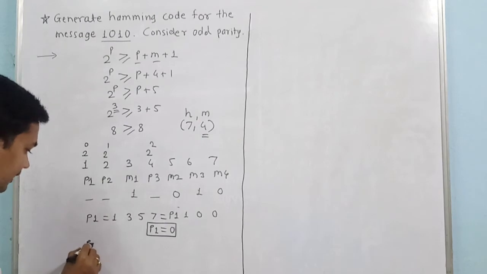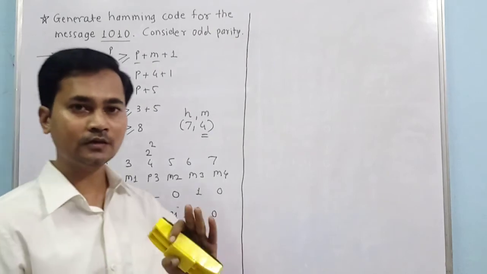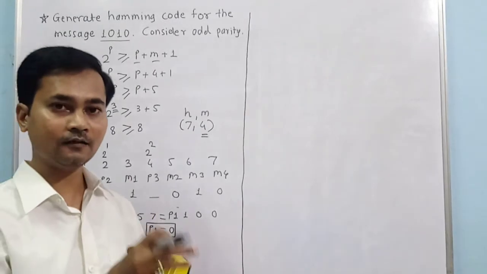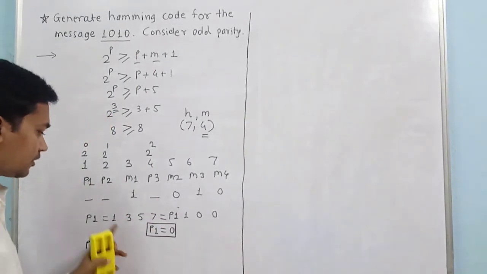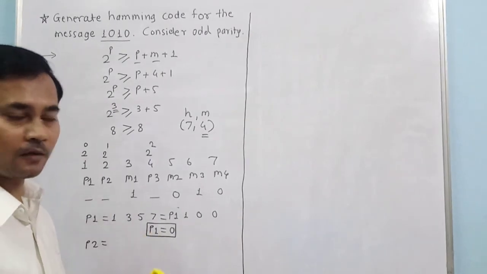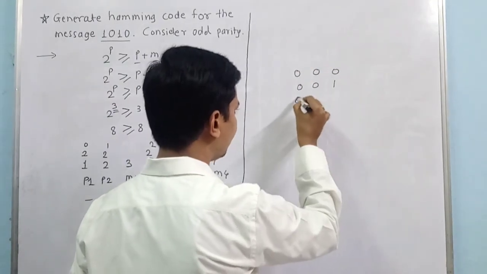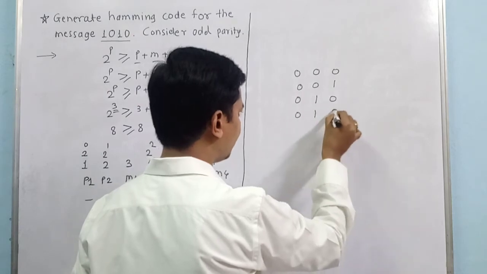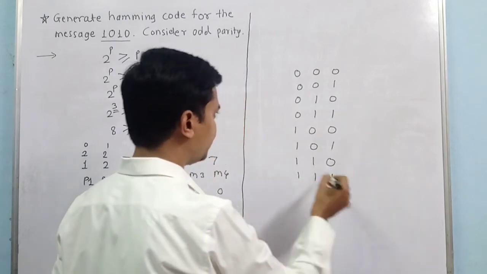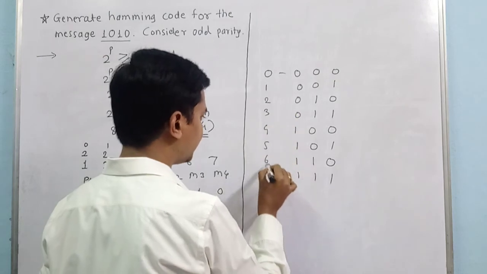Then how to find out the value of P2? To find out P2, we have to consider the 2, 3, 6, 7 positions. We have already seen why I am taking those 2, 3, 6, 7 positions or 1, 3, 5, 7 positions. In the 3-bit format, if I write 0 0 0, 0 0 1, 0 1 0, 0 1 1, 1 0 0, 1 0 1, 1 1 0 and 1 1 1, these values are decimal 0, 1, 2, 3, 4, 5, 6 and 7.